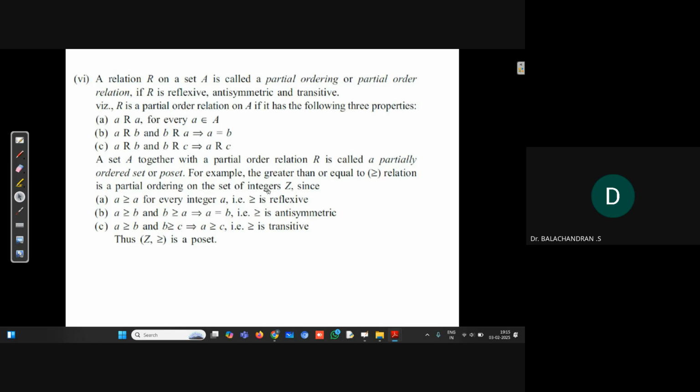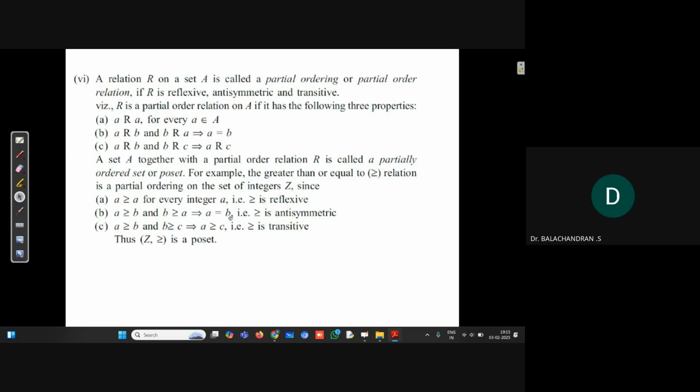On the set of all integers, is it reflexive? The reason is a ≥ a for every integer a. This is true. That's why greater than or equal to is reflexive. Next, a ≥ b, that is, a is related to b under this relation, and b is related to a. Here the relation is greater than or equal to. So this implies a = b.